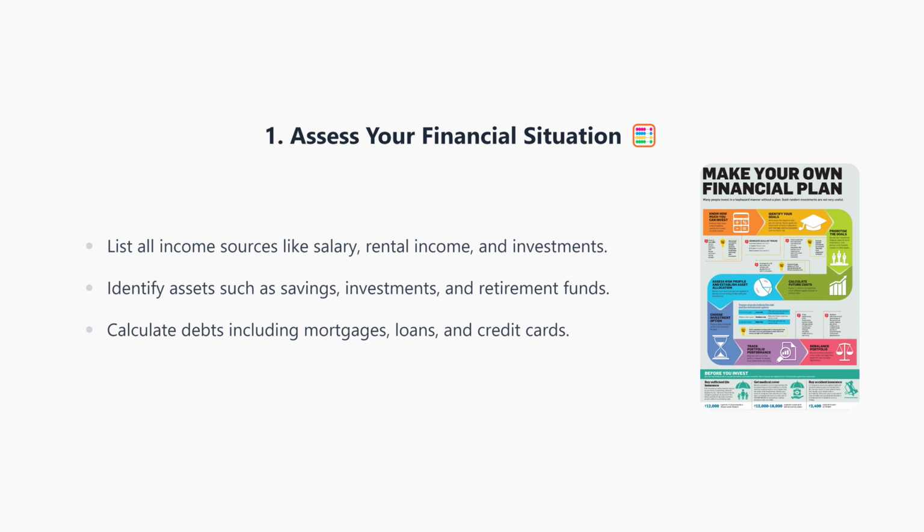Next, identify your assets, which include savings, investments, and retirement funds. You have $480,000 in investments and $70,000 in emergency funds. Finally, calculate your debts, such as mortgages, loans, and credit cards. You have a mortgage of $220,000.